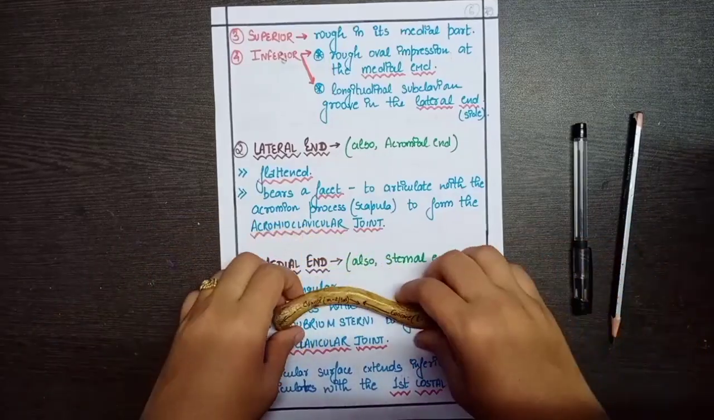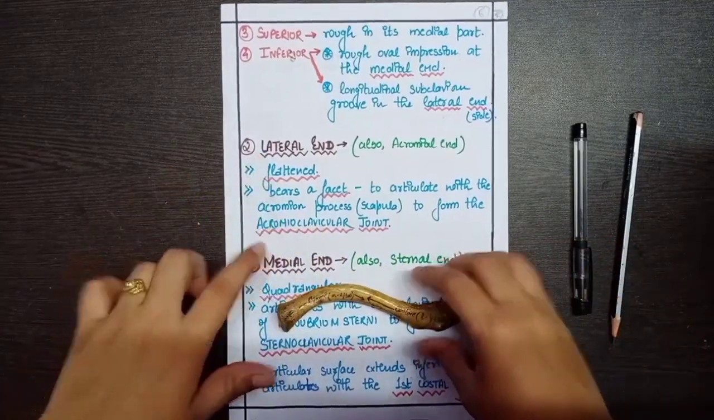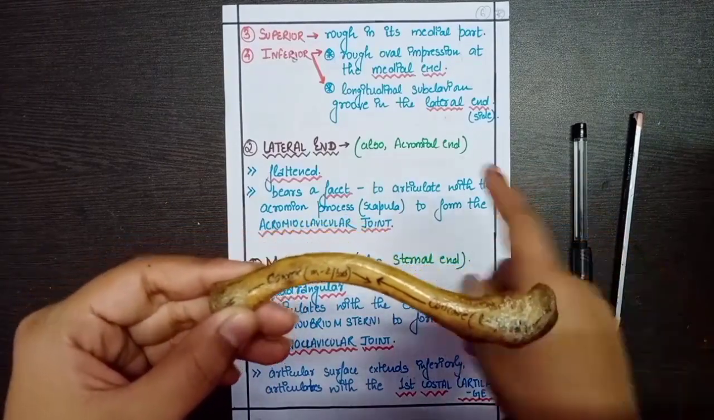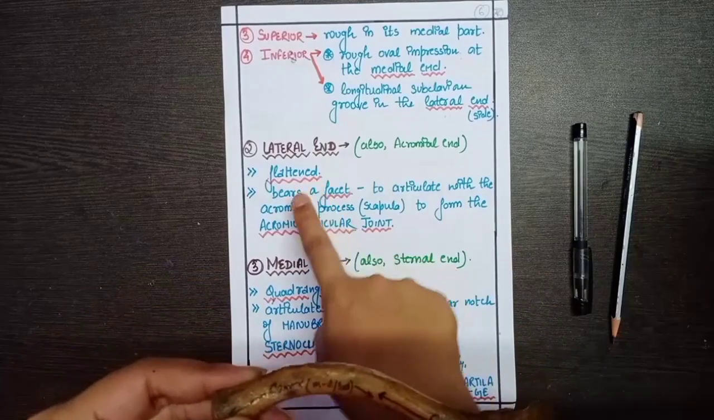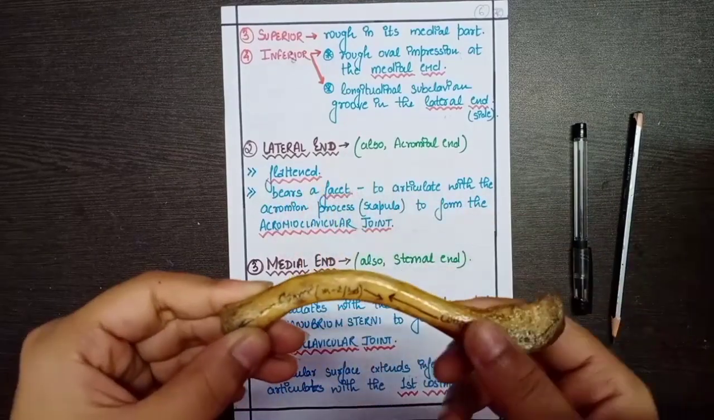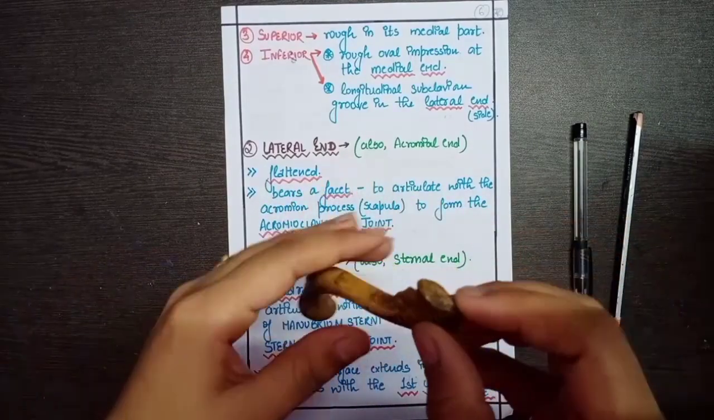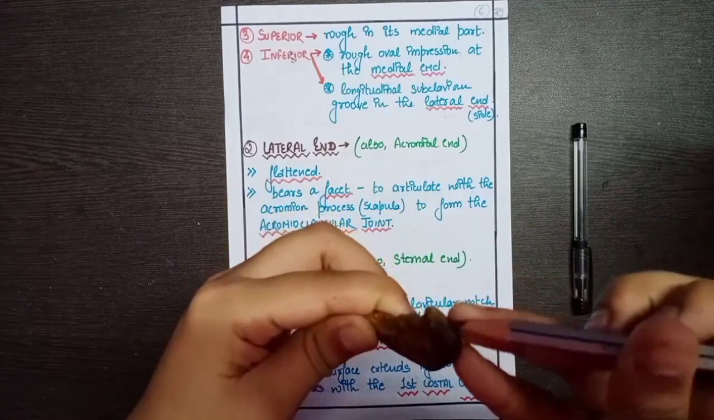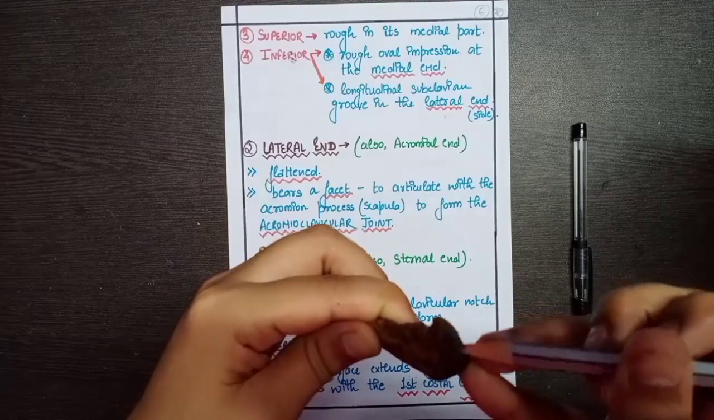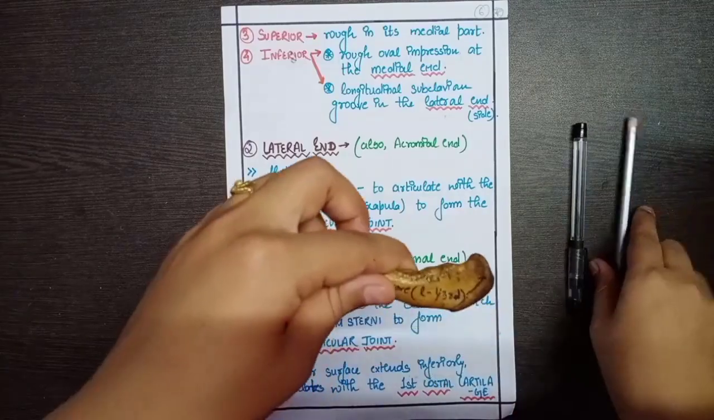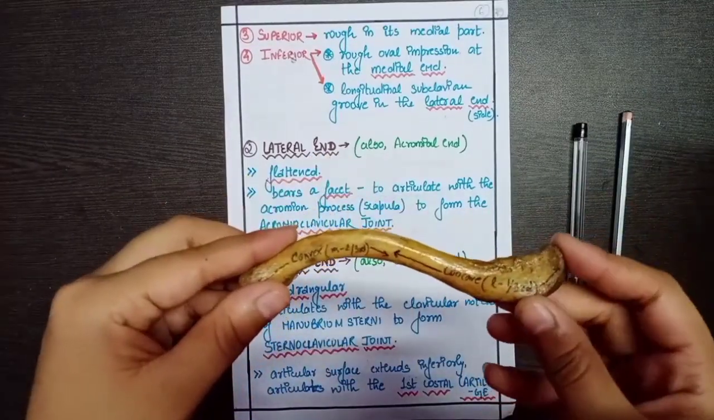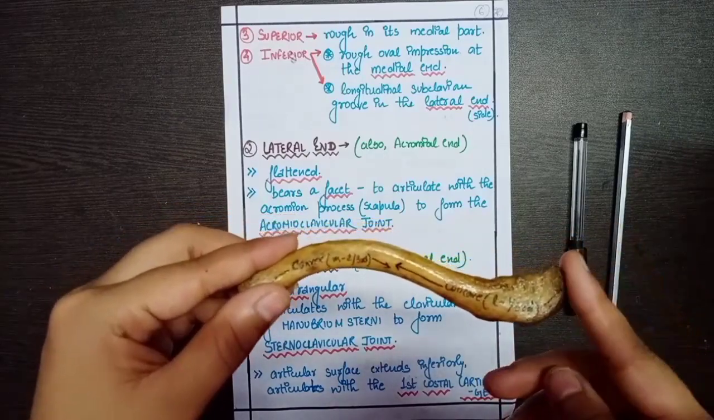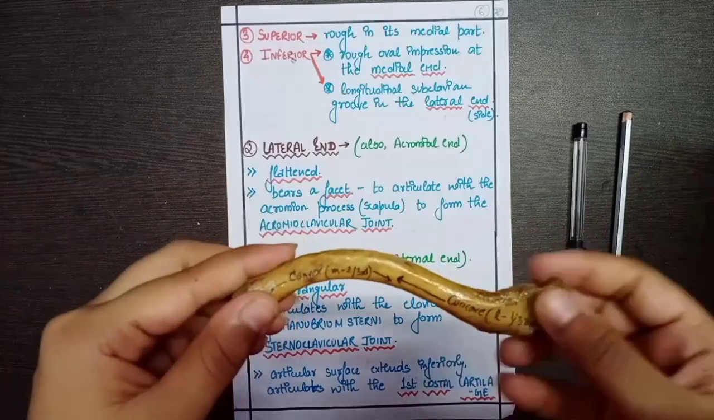Then we have to talk about the lateral and medial ends now. The lateral end is this one, also known as your acromial end. It is flattened and it bears a facet. See, this is flattened and it bears a facet. This part is your facet. This facet gets attached to the acromion process of the scapula and forms your acromioclavicular joint. Okay, that's all about your lateral end.